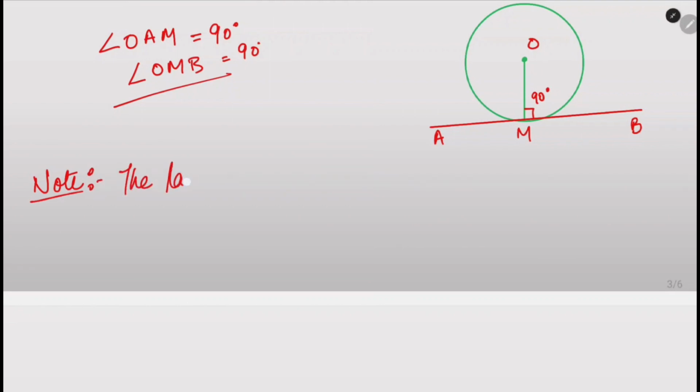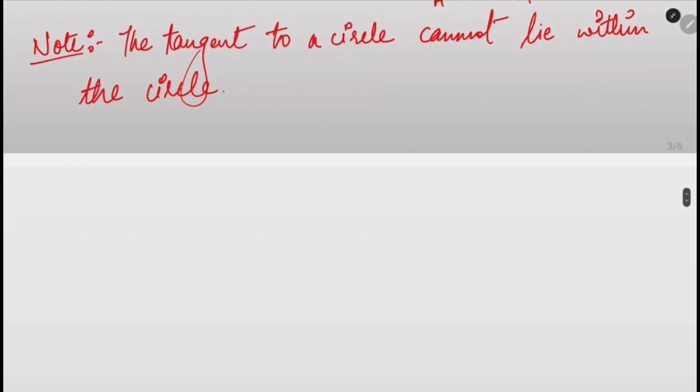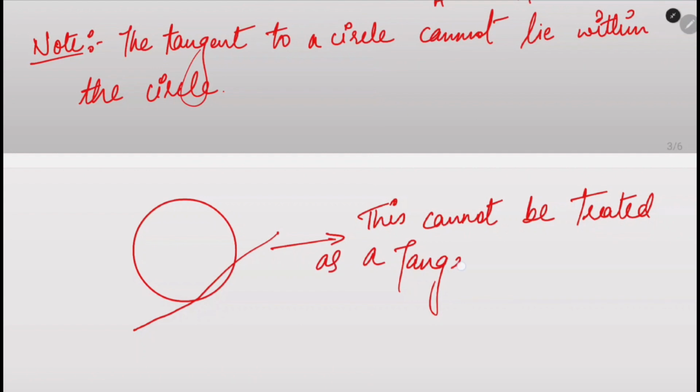the tangent to a circle cannot lie within the circle. That means, what is this? Suppose this is a circle. So if it touches this point and if it goes like this, then this cannot be treated as a tangent. Right? Remember this. This is a very important point.